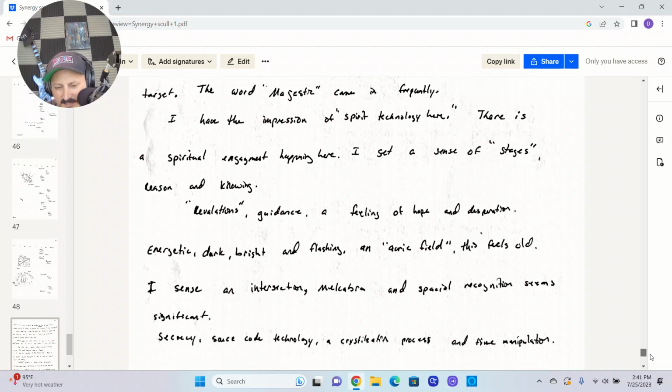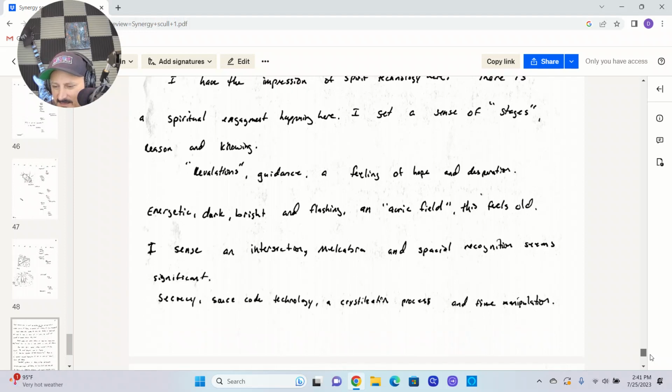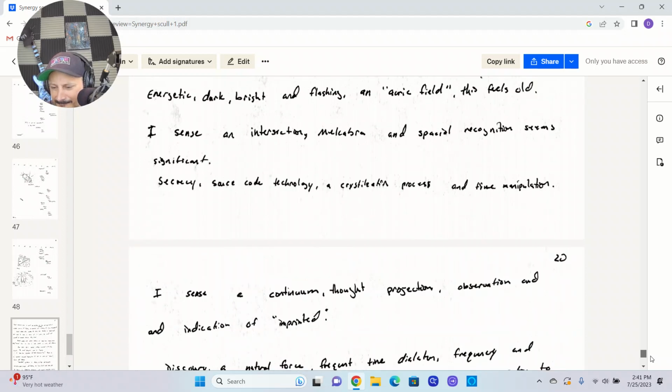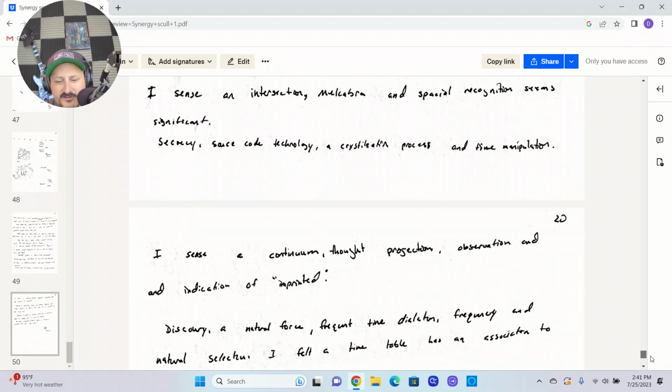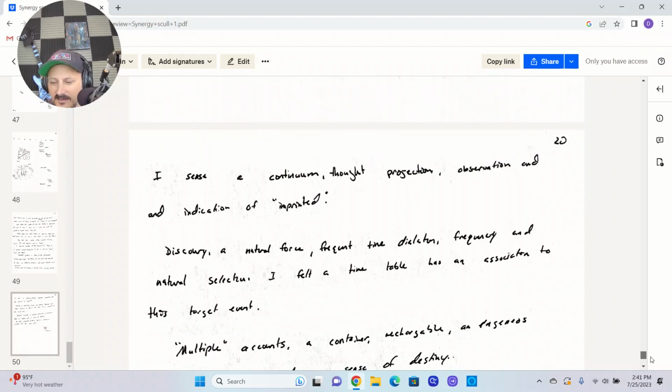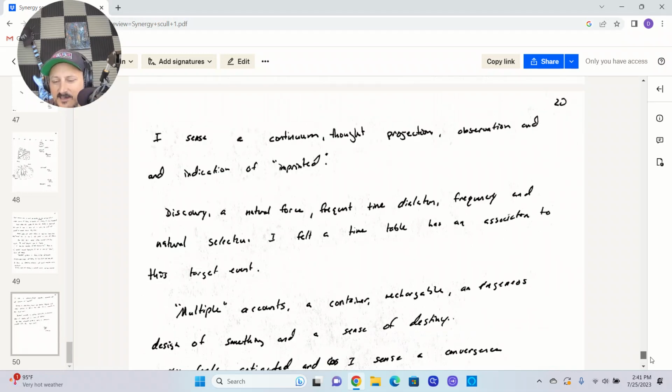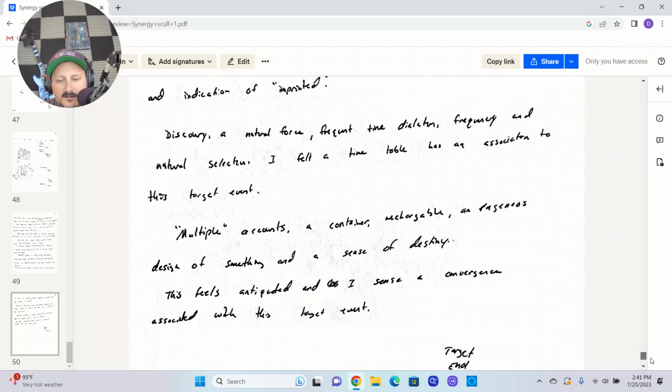A spatial recognition seems significant. Secrecy, source code technology, a crystallization process, and time manipulation. I sense a continuum, thought projection, observation, and indication of imprinted. Discovery, a natural force, frequent time dilation, frequency, and natural selection. I felt a timetable has an association to this target event. Multiple accounts, a container, rechargeable, an ingenious design of something, and a sense of destiny. This feels antiquated, and I sense a convergence associated with this target event.